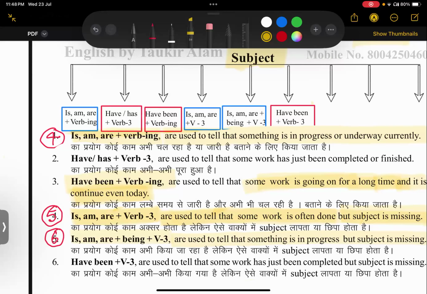Good. So I'm going to speak some sentences so that you may understand well. I have been teaching English for 18 years. I started to teach English, I think it was 2007. Yes, 2007 it was. So I can say that I have been teaching English for 18 years. So I have mentioned that I'm teaching for a long time. That is why I used have been plus ing form.